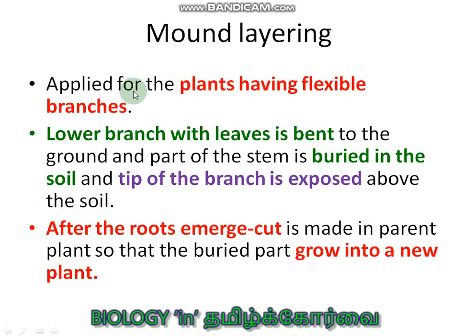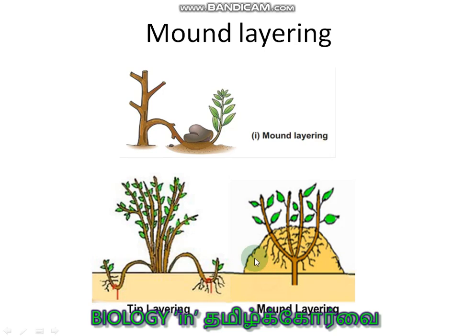Mound layering is applied for plants having flexible branches so that they can be bent. The lower branch with the leaves is bent to the ground and part of the stem is buried in the soil, and the tip of the branch is exposed above the soil. After the roots emerge from the stem, that particular branch is cut and grows into a new plant. And there is a small dispute: in the state board book it is given as mound layering, but in the reference books, since the tip is exposed, it is called tip layering.